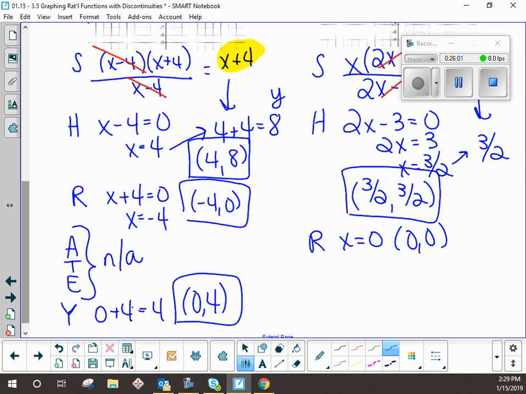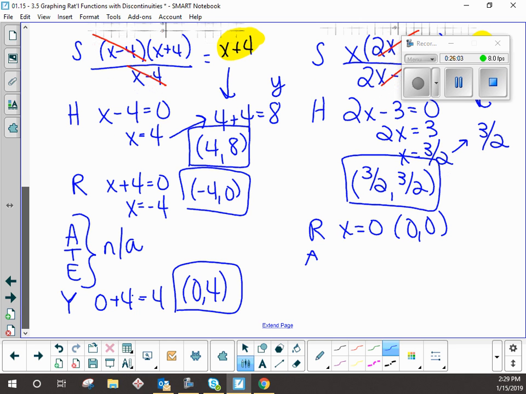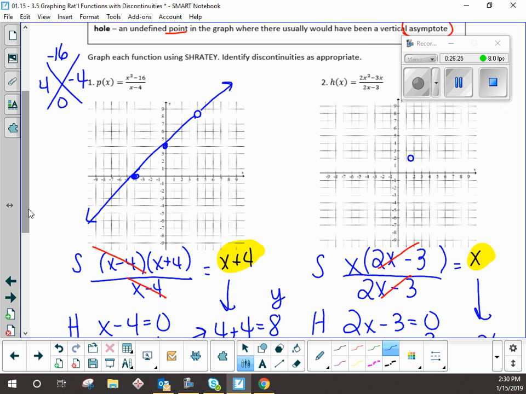And then the A, what's going on there? Nothing, right? A big old fat, not applicable. And then y, you let x equal 0. X is already just x. What's your y-intercept? 0, 0, which we knew was going to be because the x-intercept is already 0, 0. So your function, just graph it. Looks like this.